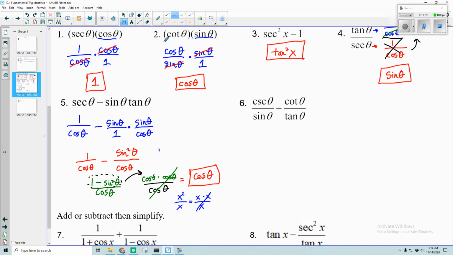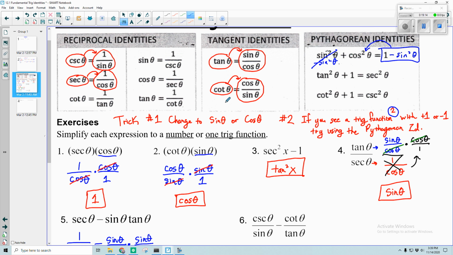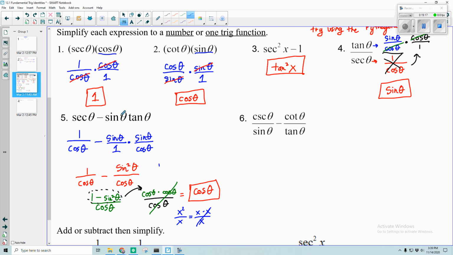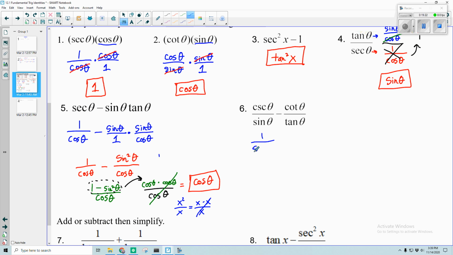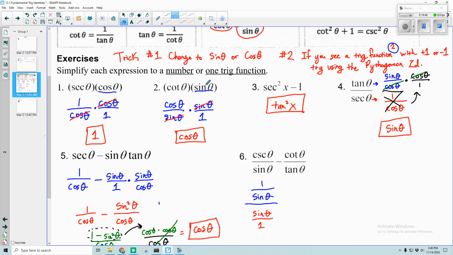All right, and then the very last problem that we'll do. Again, I'm going to try to change everything in terms of sine and cosine, so I'll use that first trick again. So cosecant, that can change into 1 divided by sine. And then sine, that doesn't need to change. It's already good to go. I'm just going to write a 1 underneath that. Okay? So it's always helpful to do that if you ever see a sine or a cosine that's already in terms of sine or cosine, you just write a 1 underneath.